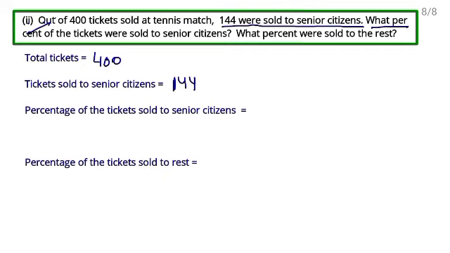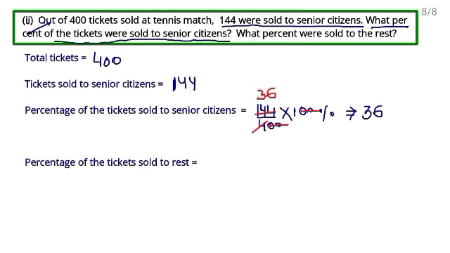Next they asked what percent of the tickets was sold to the senior citizens. So how many tickets did the senior citizens get? 144 out of 400. Now they are asking in percent. So just multiply by 100 and put percent sign. Right? Zeros to zeros cancel out. 4 3s are 12. 4 6s are 24. So tickets sold to the senior citizens were 36%.